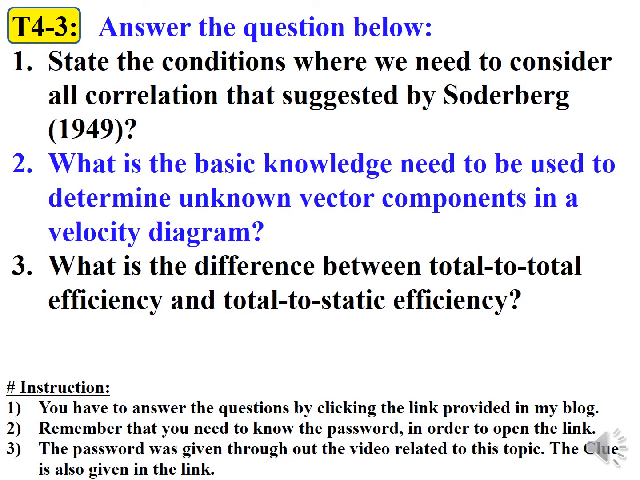Okay, in order to test your understanding of part number 3, chapter number 4, please answer the questions. First question: state the conditions where we need to consider the correlation suggested by Soderberg 1949. Question number 2: What is the basic knowledge needed to determine an unknown vector component in a velocity diagram? Question number 3: What is the difference between total to total efficiency and total to static efficiency?